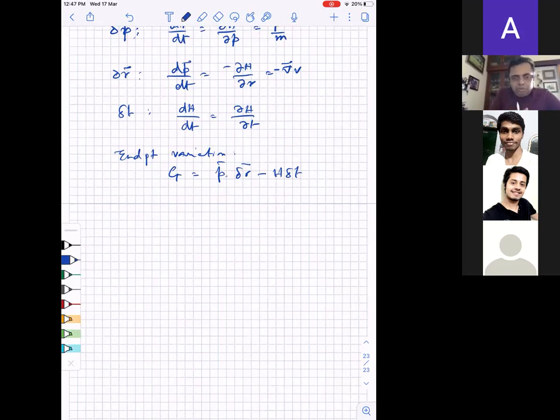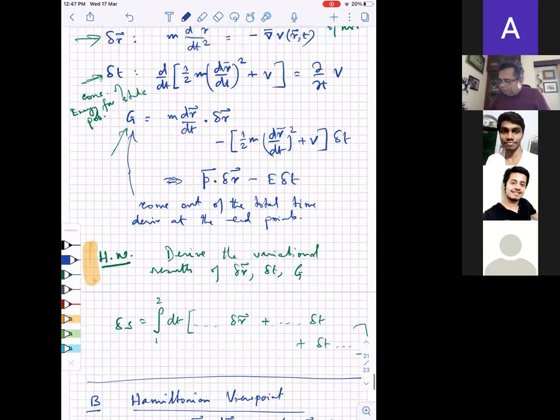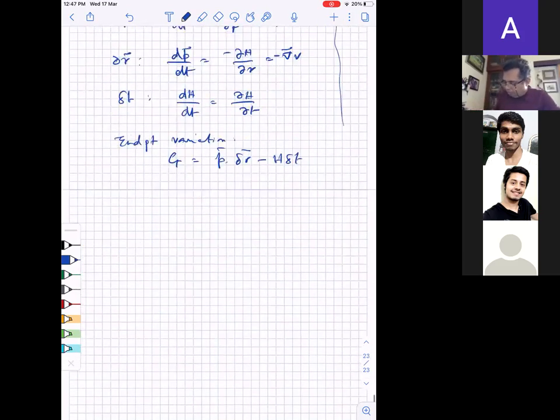In fact, you can try to show that I can get the same equations of motion starting from this and then writing the Lagrangian in the Hamiltonian viewpoint. You can go back from these equations of motion to the previous equations of motion, that you can show. Okay. So that will be another homework: derive the above equations. Okay. This is another homework.